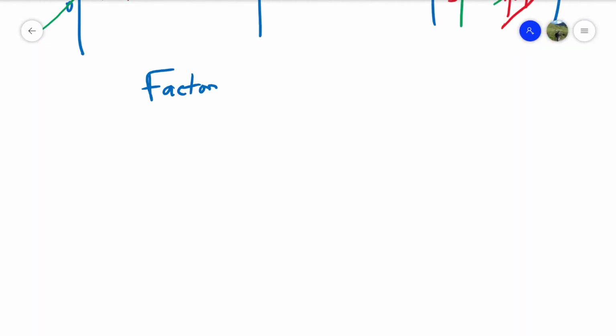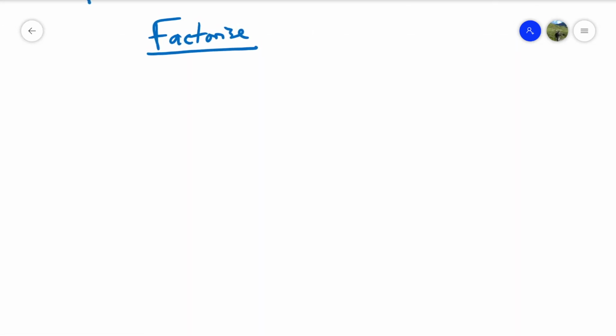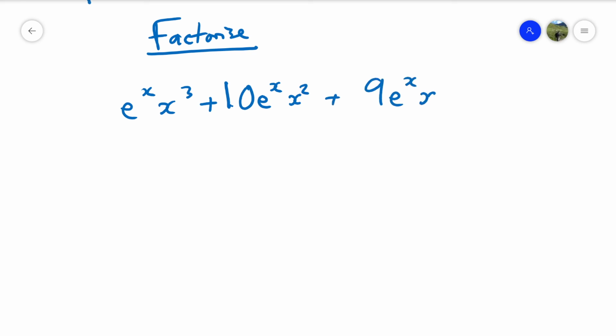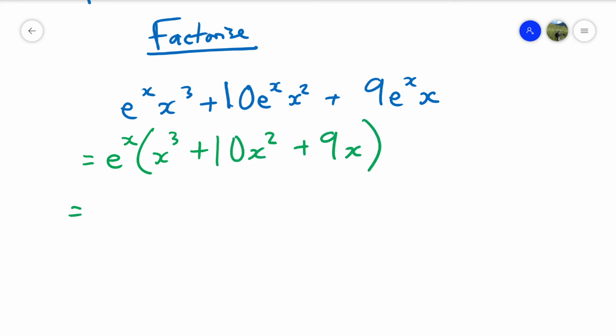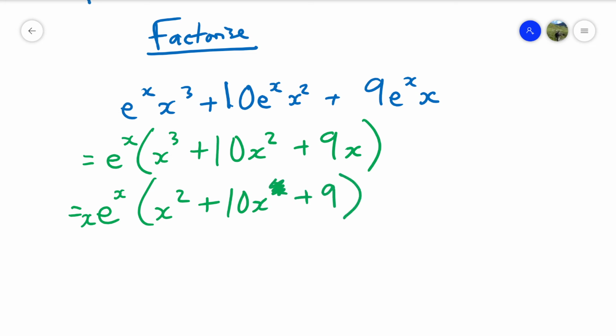Factorize question next. Have a go in your own time. And e to the x, what does that mean? Who cares? Doesn't matter. We haven't been asked. We've just been asked to factorize it. We could take out an x as well, couldn't we? So let's say x e to the x. That should have been 10x.